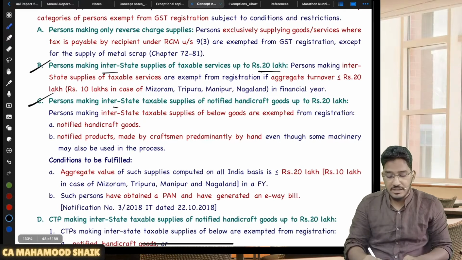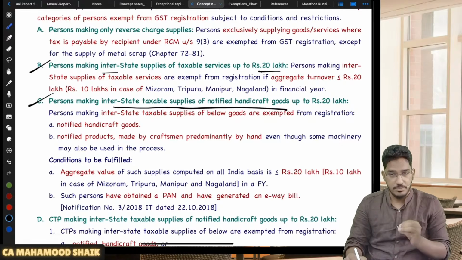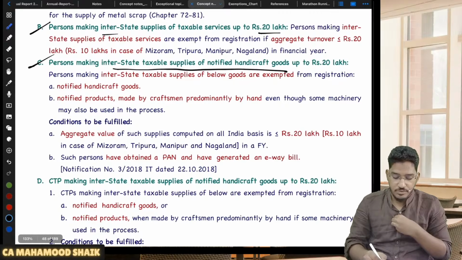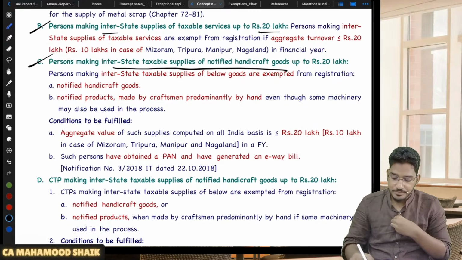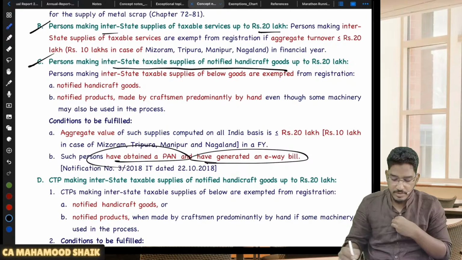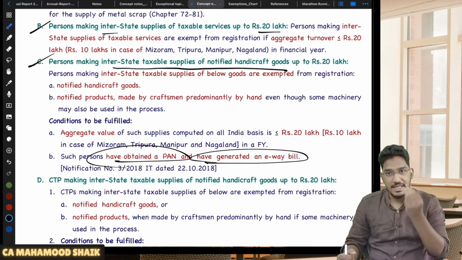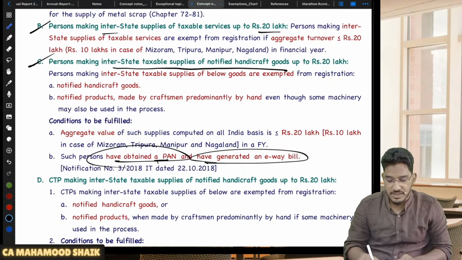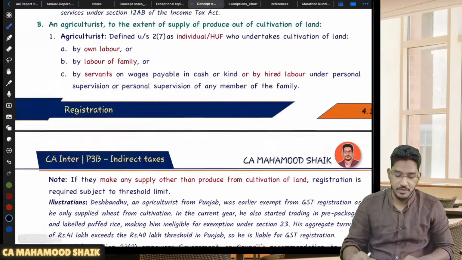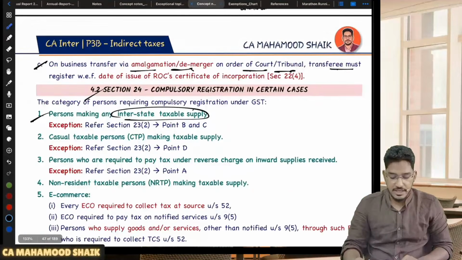However, in case you are making interstate taxable supply of notified handicraft goods or products and you are enjoying that exemption from registration, then every time you have to send an e-way bill. You must have a PAN and you must generate the e-way bill. This you remember, MCQ is important. So if you are making interstate supply and you are enjoying the exemption because you are making interstate supply of notified handicraft products or notified handmade goods, you must possess a PAN and you must generate an e-way bill. Okay, so this is the first case along with related exceptions.